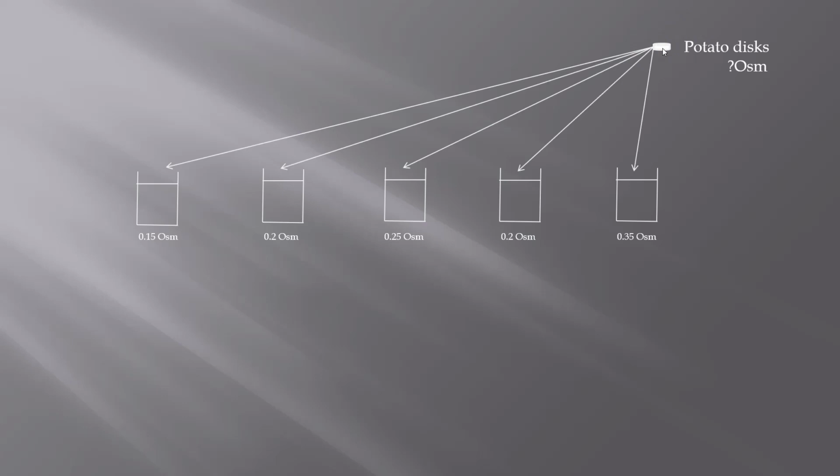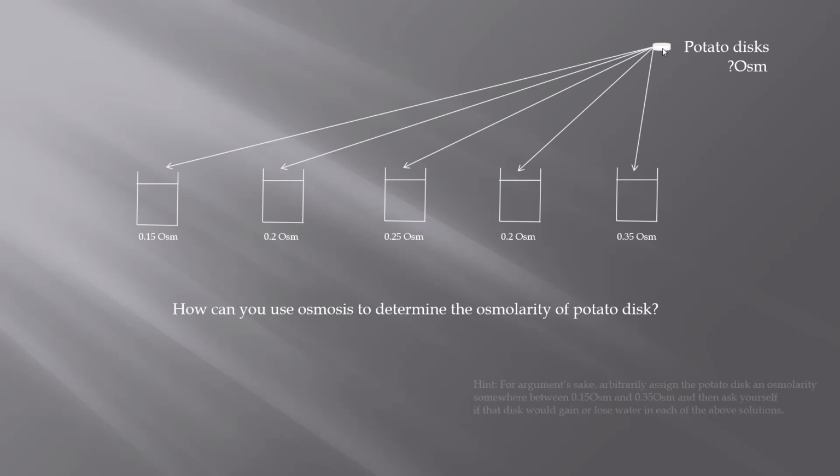And the question is, how can you use osmosis to determine the osmolarity of the potato discs? And therefore test your hypothesis of which potato type has the higher osmolarity. Or maybe you'll hypothesize that they have the same osmolarity. I don't know. That's up to you. And just because I'm a nice guy, here's a little hint.